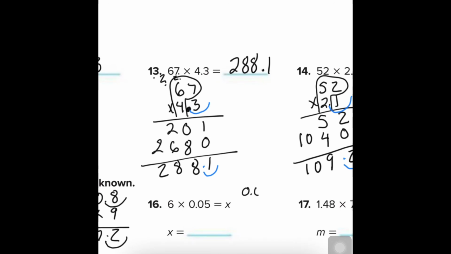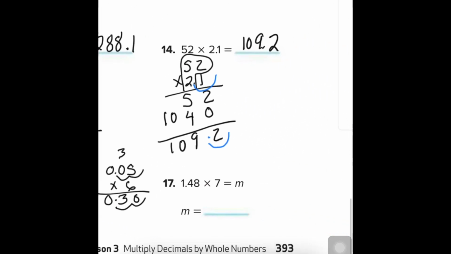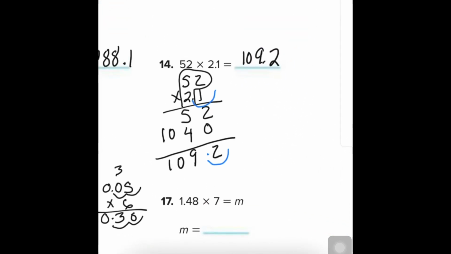Number 16, we have 0.05 times 6. 6 times 5 is 30. Drop the 0, raise the 3. 6 times 0 is 0. Bring down the 3. 6 times 0 is 0. Now we're going to go over 2 decimal spots. So then x equals 0.3 tenths.